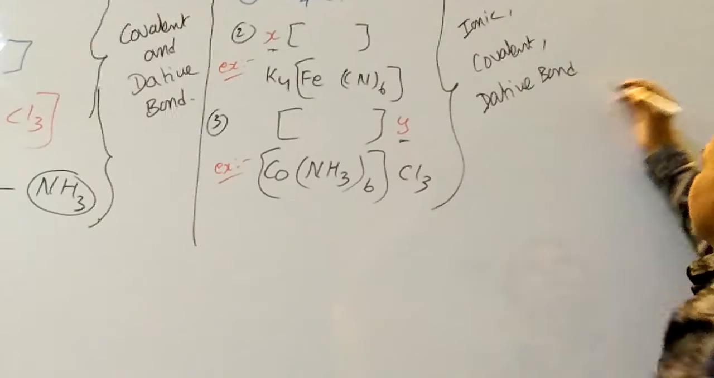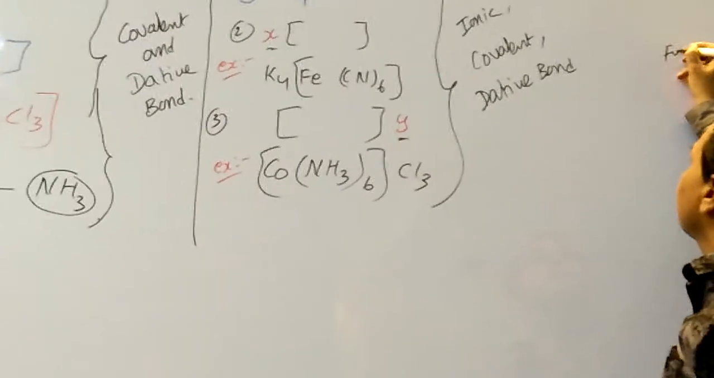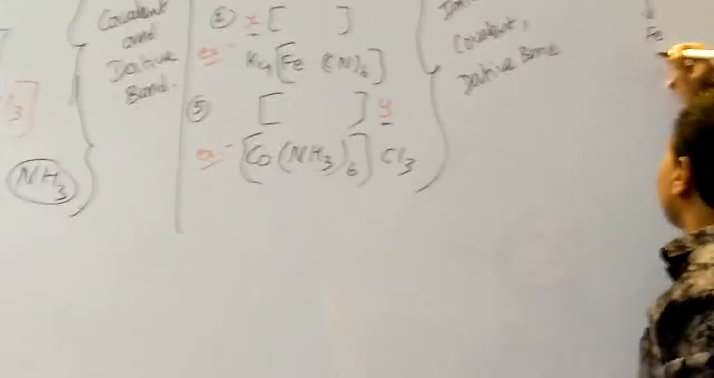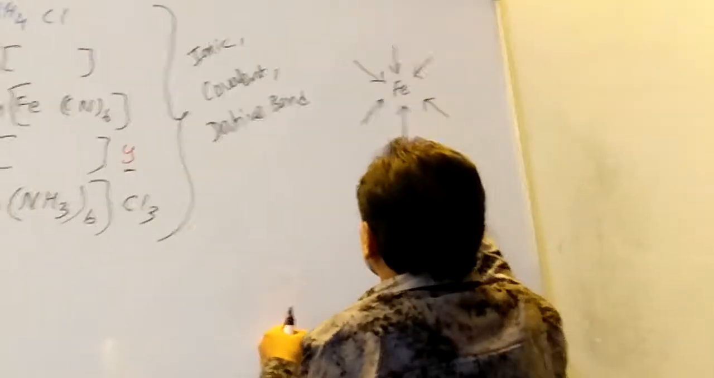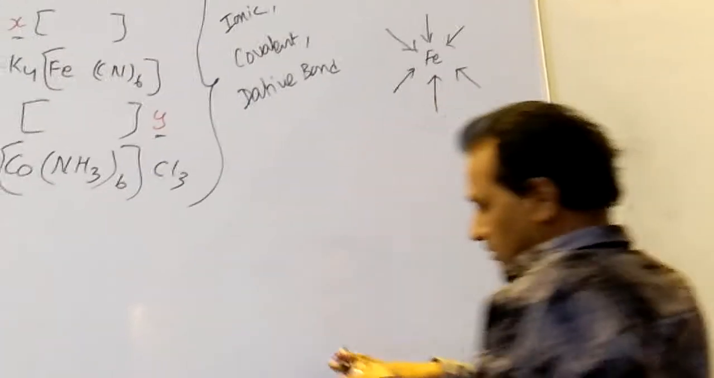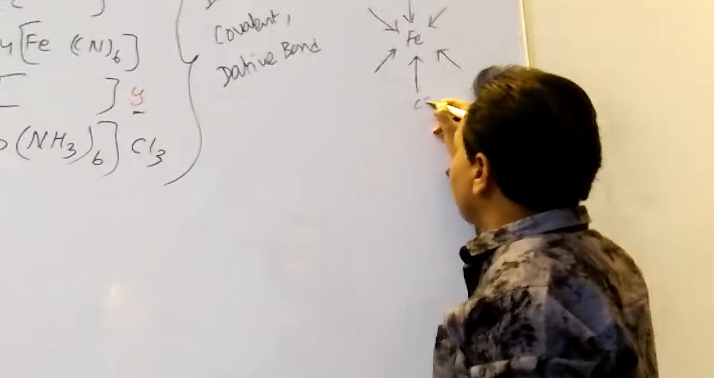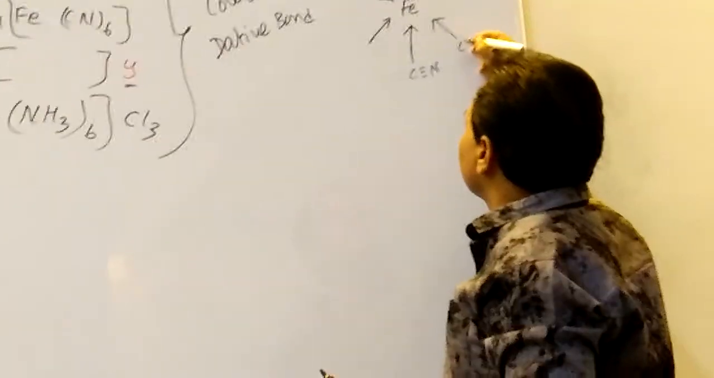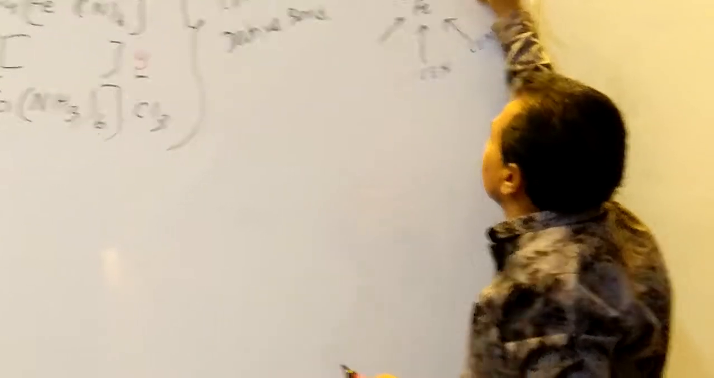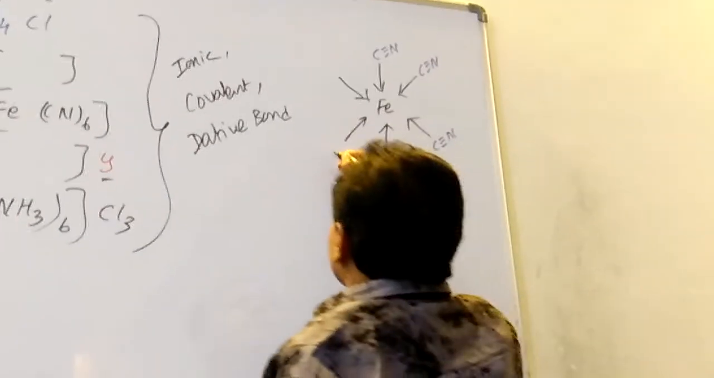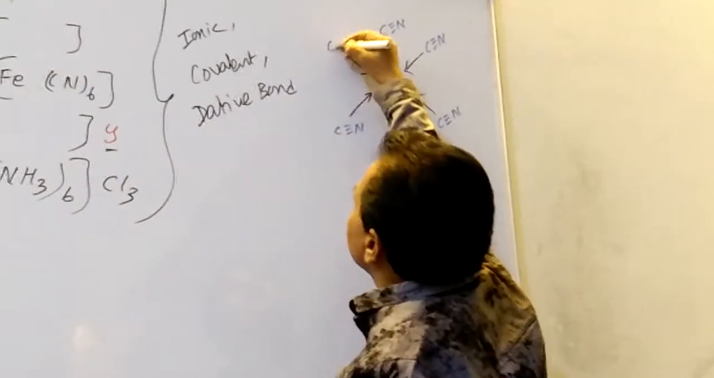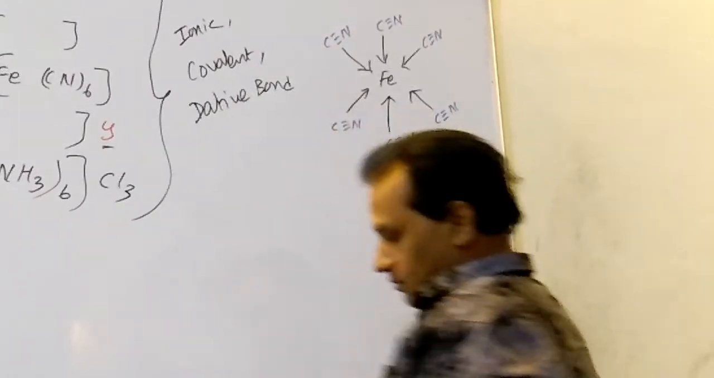Suppose I am explaining this K4 Fe CN6. Fe is the central atom, surrounded with 6 CN. Carbon and nitrogen contain a triple bond. Carbon, nitrogen contain a triple bond. Okay.